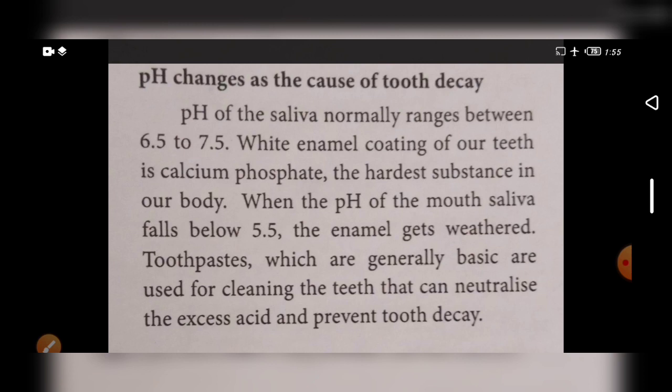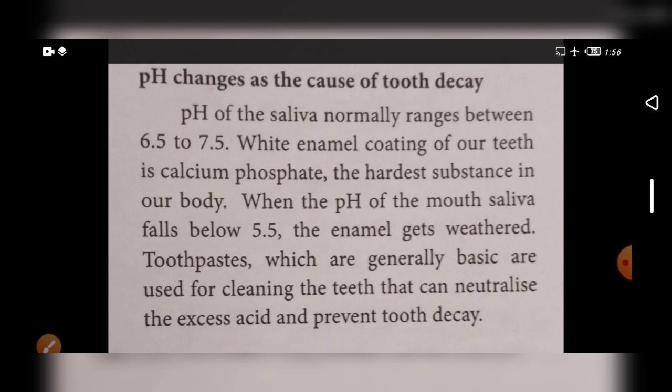The white enamel coating, you know very well, whenever you eat citrus fruits, that is acidic fruits, it gets corroded. That white enamel is made up of calcium phosphate, which is also the hardest substance in our body. You know very well that bone, skull, etc. are hard parts, but the white enamel coating of our teeth is the hardest part in our body. It is made up of calcium phosphate.